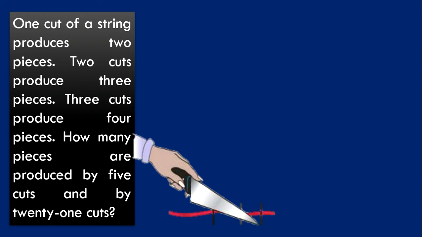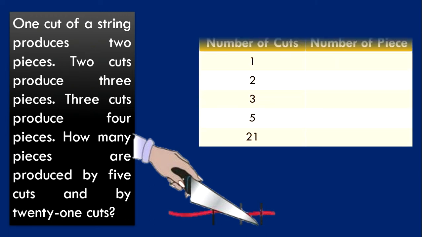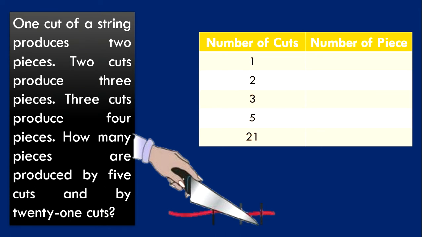Okay, we can say that the relationship between the number of cuts and the number of pieces is that the number of pieces always exceeds the number of cuts by one. Notice that if we have 1 cut, we have 2 pieces. Then 2 cuts is 3 pieces. 3 cuts, 4 pieces. And then for 5 cuts, we have 6 pieces, and 21 cuts, 22 pieces. So notice we just add 1. Therefore, the answer is 6 pieces for 5 cuts and 22 pieces for 21 cuts.